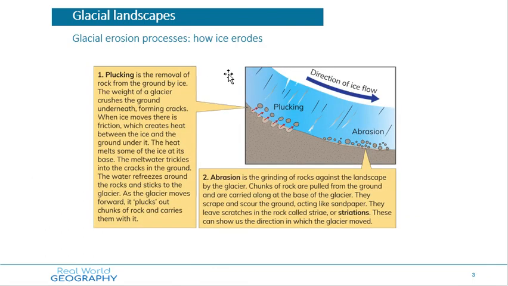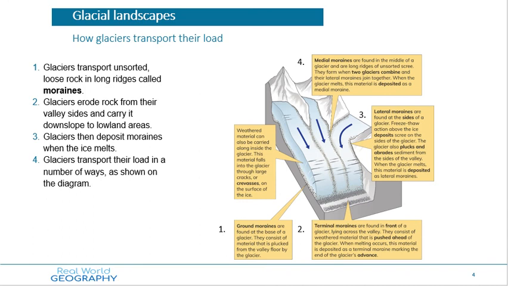So you look at here, right? This glacier has pulled bits of rock here via plucking and bits of rock here via abrasion. Now, what does it do? How does it transport those bits of rocks? Well, there are four main ways it transports rocks. Glaciers transport unsorted rocks in long ridges called moraines. So the ridges of rock called moraines are in glaciers, and as the glacier moves, it brings these moraines with it.